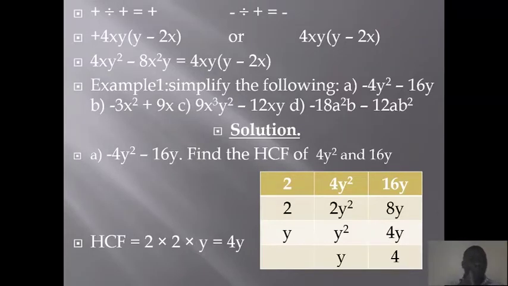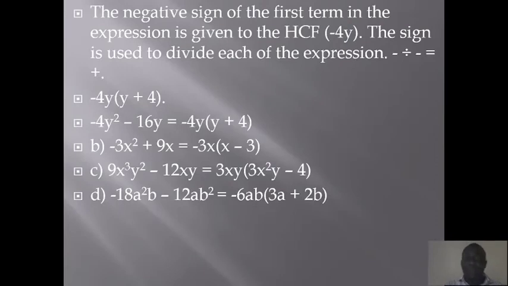So 4y squared has a negative sign. Divided by negative, it will become positive. Then 16y also is negative. Divided by negative, it will become positive. So that is why the sign in the bracket is positive.